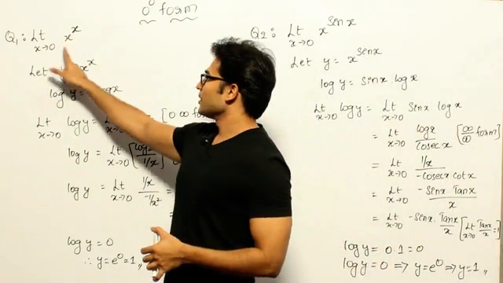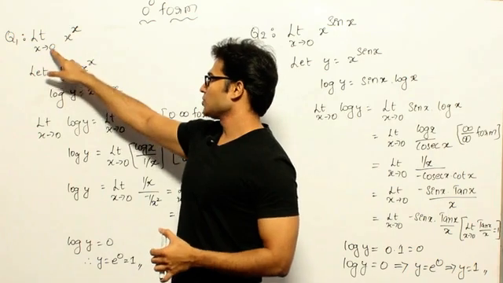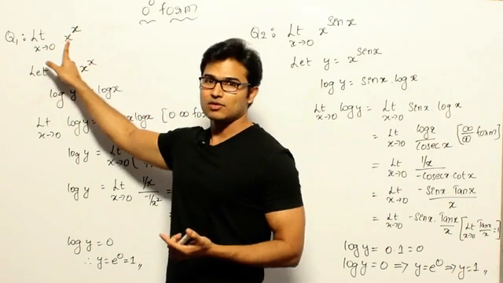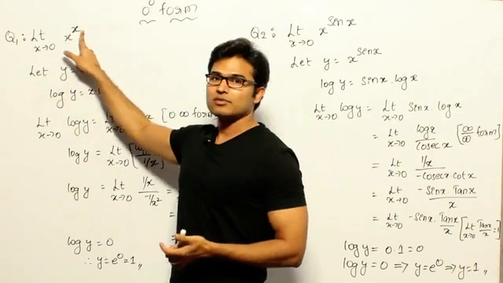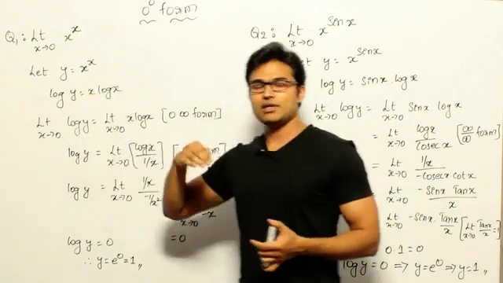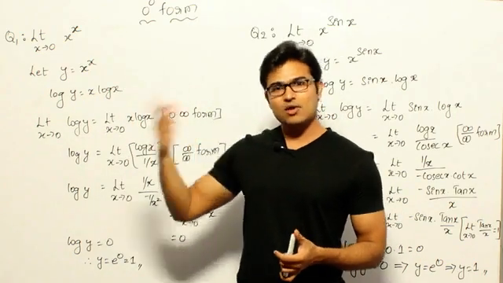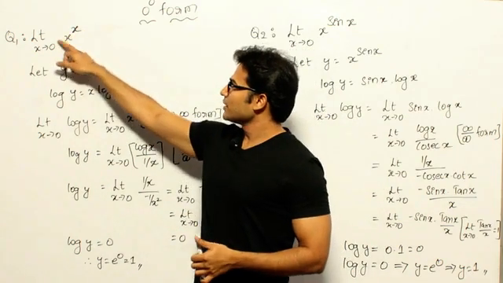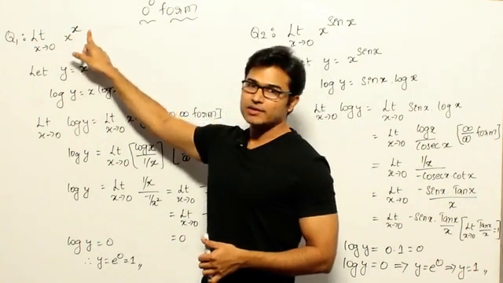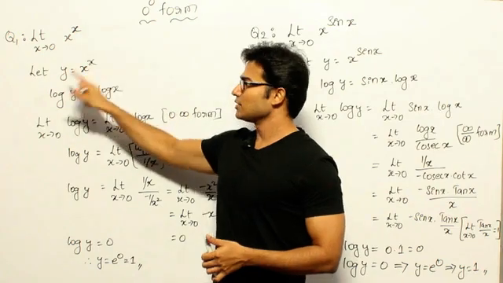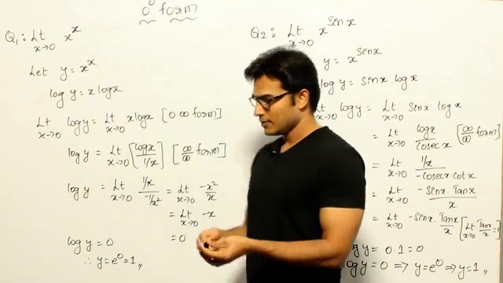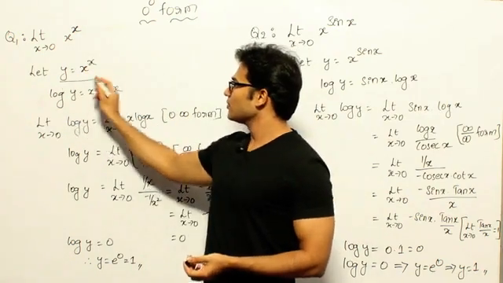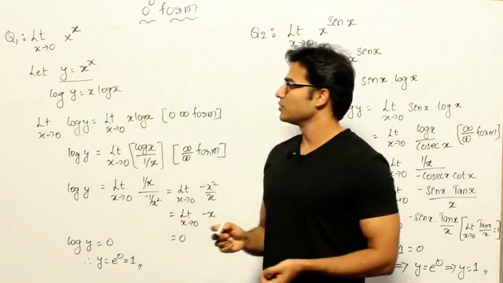Limit x tends to 0, x power x. Now if you try to substitute 0 in place of x, you are going to get 0 power 0. So now we have to convert it either into 0 by 0 form or infinity by infinity form. How to do it is, we can assume that this entire expression x power x is equal to a single expression y. So I am just equating y equal to this. I am just assuming y to be equal to that.